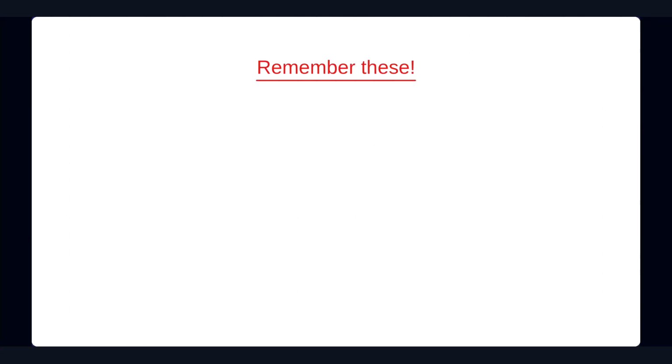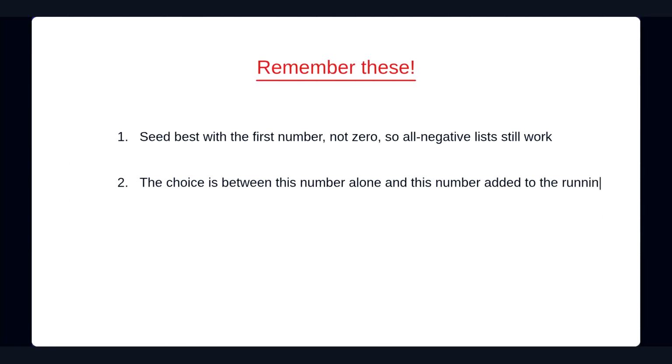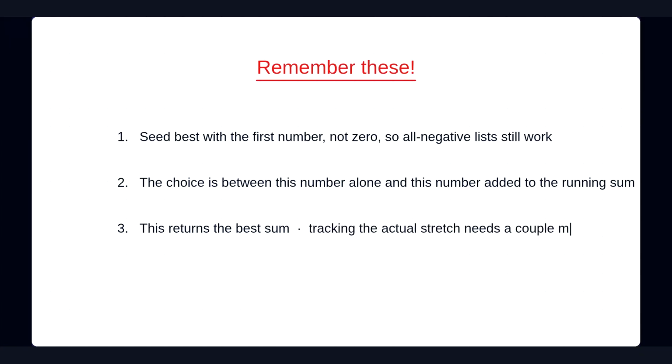Three reminders. Seed the best answer with the first number rather than 0, otherwise an all-negative list would wrongly report 0. The core choice at each step is between the current number by itself and the current number added to the running sum. And this version returns just the best sum. If you also need the actual stretch, keep a couple more variables to remember where it starts and ends.